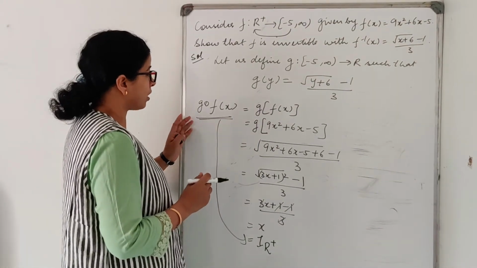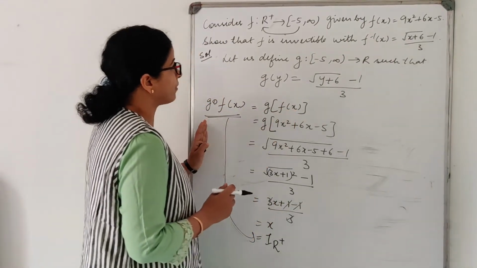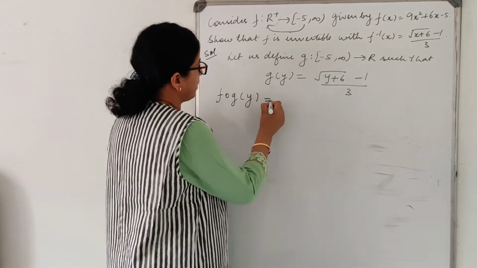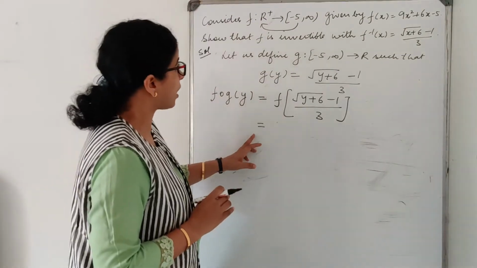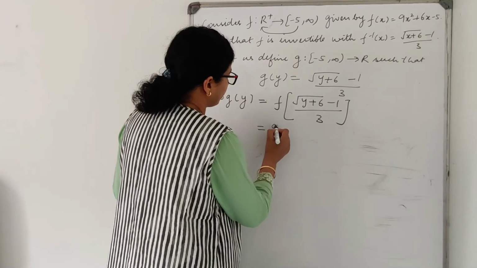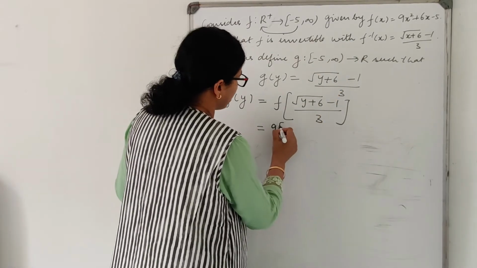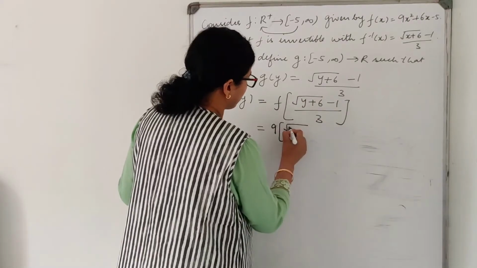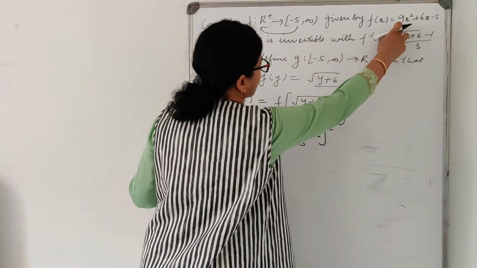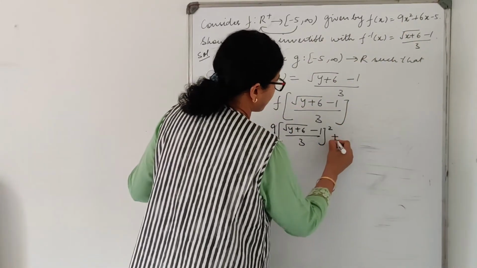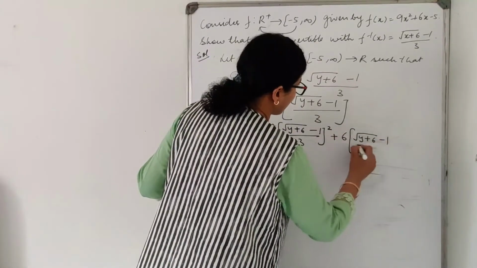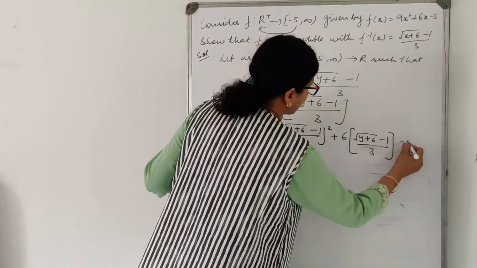Now I will solve fog of y. Let me check if I get an identity of g. So fog of y, okay? So f of g(y). Now we will substitute this value in f(x). Instead of x, I will write this big value. So 9 times (√(y+6) − 1)/3 squared, because x square is there, plus 6. In place of x, this big quantity will come: (√(y+6) − 1)/3, and minus 5.